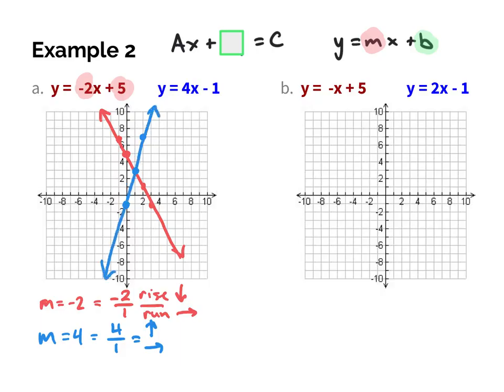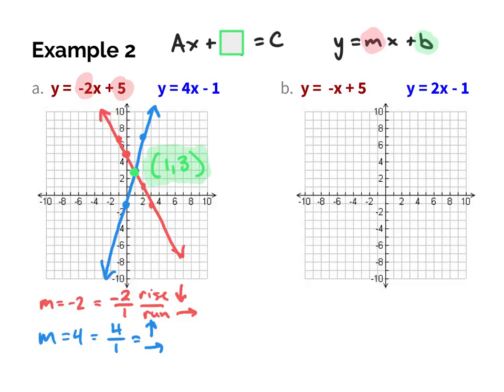What I want you to notice is, wait a second, these two lines intersect right here at this point. That point would have the coordinates of 1, 3. Well, guess what? 1, 3 is the solution. That is the point where both those lines intersect.